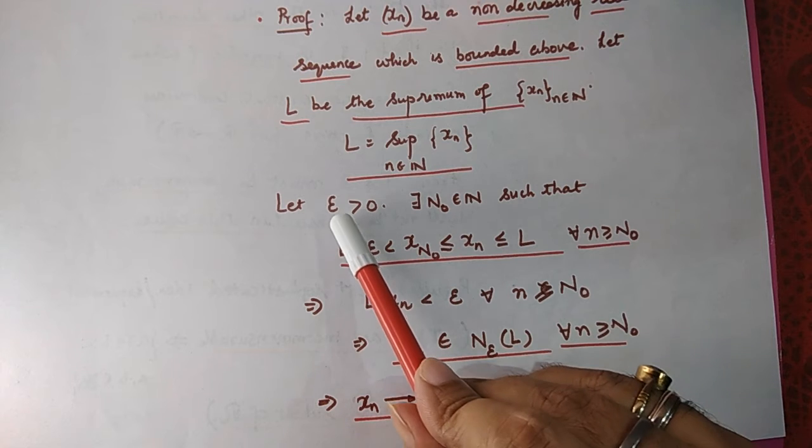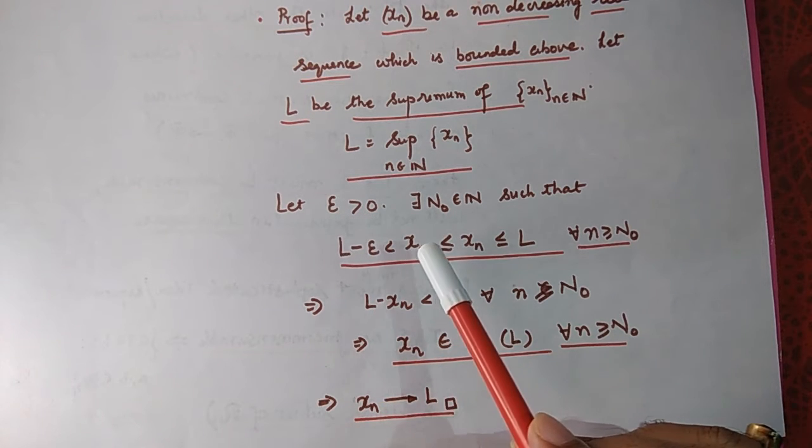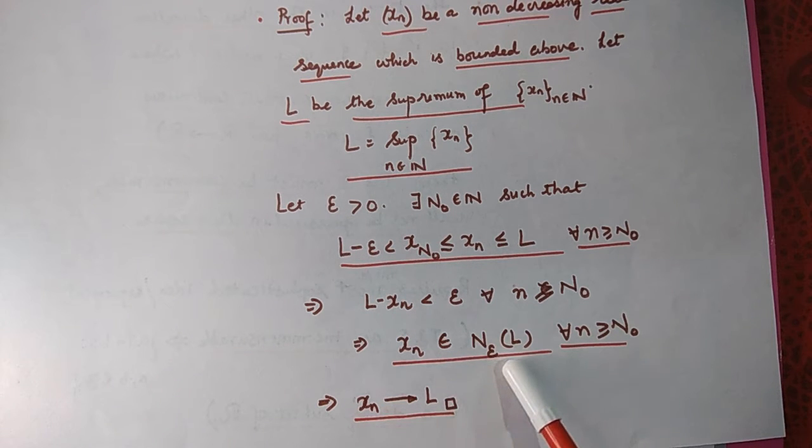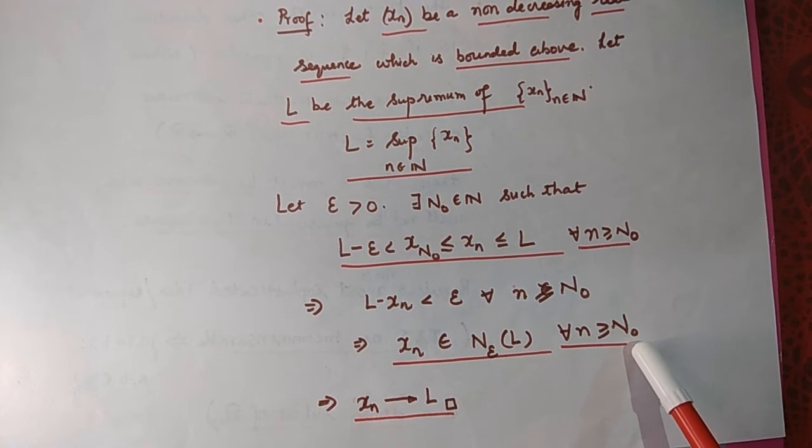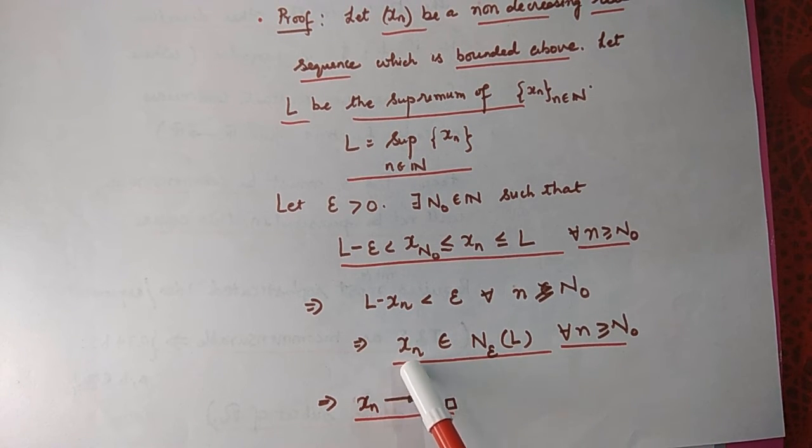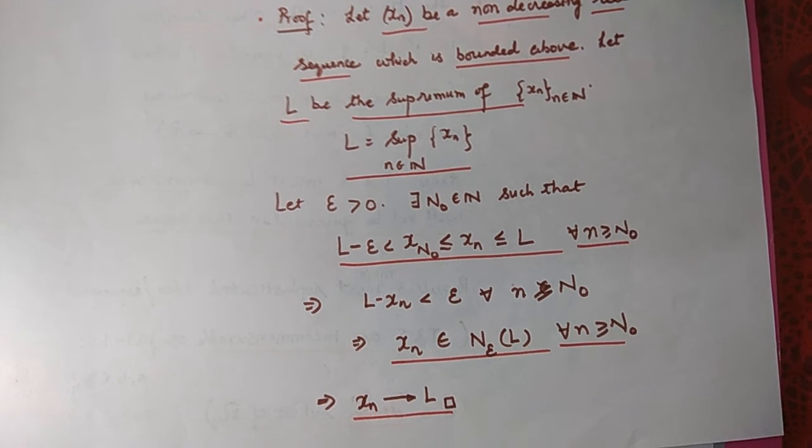But the number epsilon was arbitrarily chosen. So no matter how small epsilon is, you will always find some corresponding n naught for which the terms of the sequence xn will belong to this epsilon neighborhood of L for all n greater than or equal to n naught. So by virtue of definition, xn converges to L. This is exactly what we wanted to show.